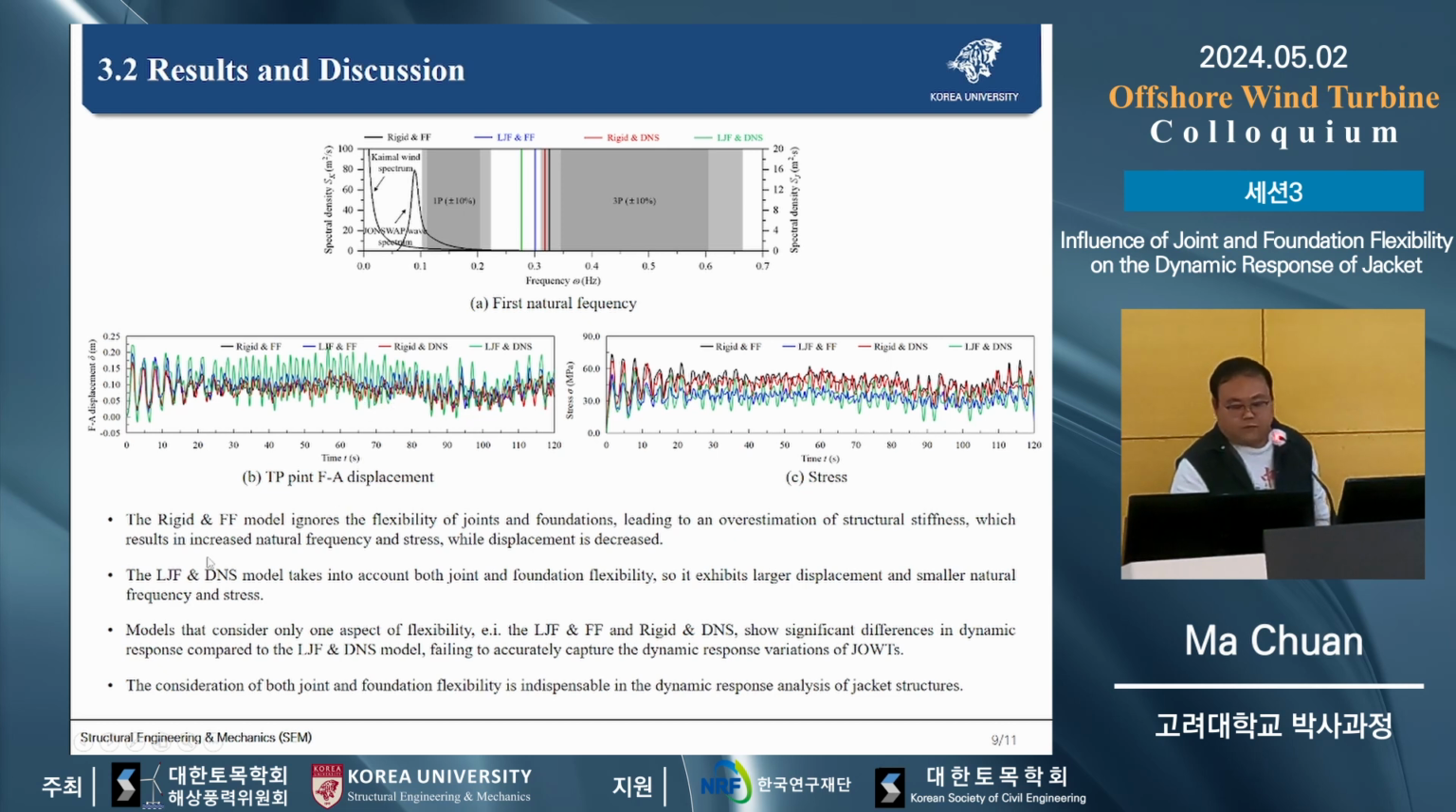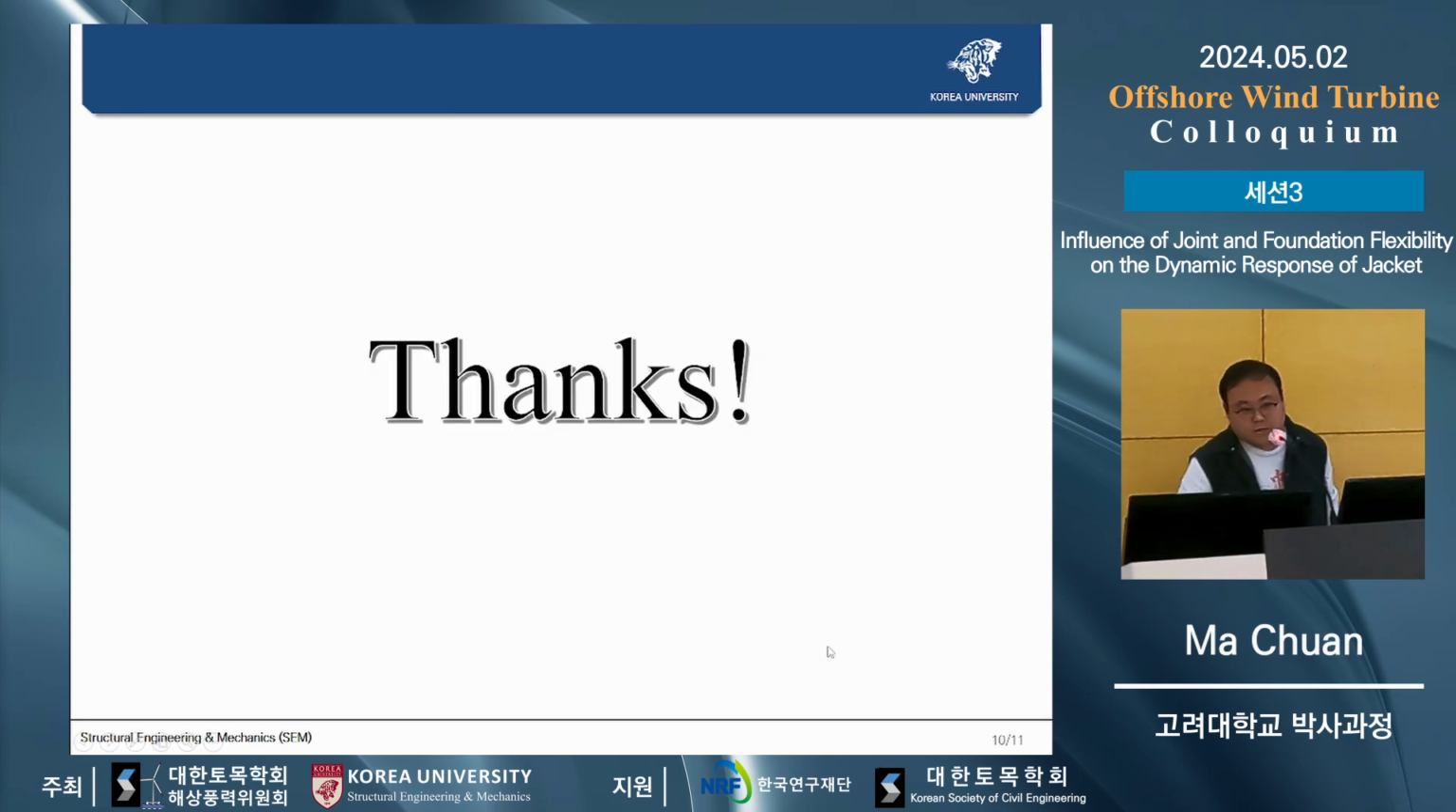We can see the joint flexibility with fixed foundation, and the rigid joint with distributed nonlinear spring model, each only considers one aspect of the flexibility. We can see the dynamic response lies between these two models. So we can conclude that the consideration of both joint and foundation flexibility is very important in the dynamic response analysis of the jacket structures. That's all. Thank you.